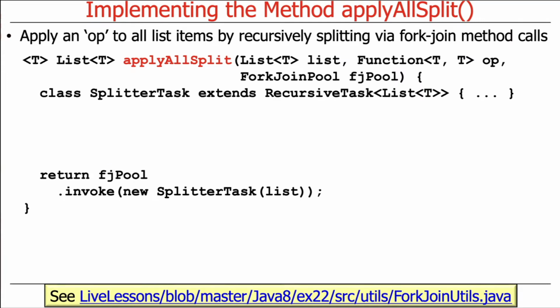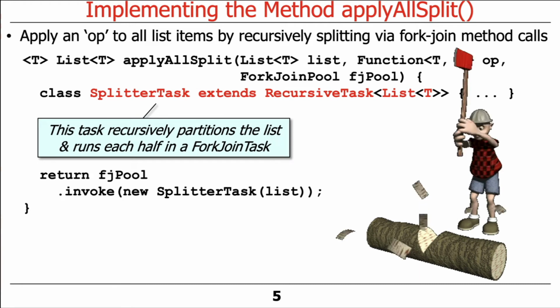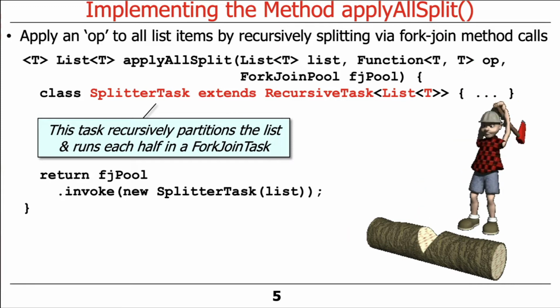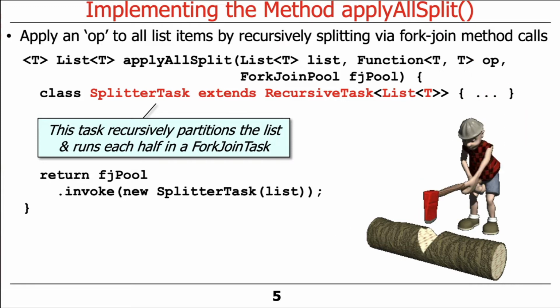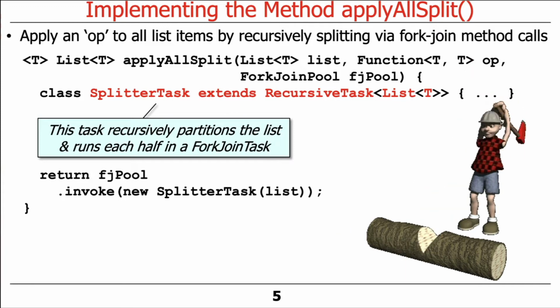Again, the basic behavior is the same: the parameters passed in are the list, the op, and the fork join pool. But the design is completely different from what we saw before. In particular, it defines a nested class called SplitterTask that will be used to recursively partition the list evenly and then run each half in a fork join task. It does this recursively, dividing the list into smaller and smaller chunks until it bottoms out, because you can only divide things in half so long, basically log n times.